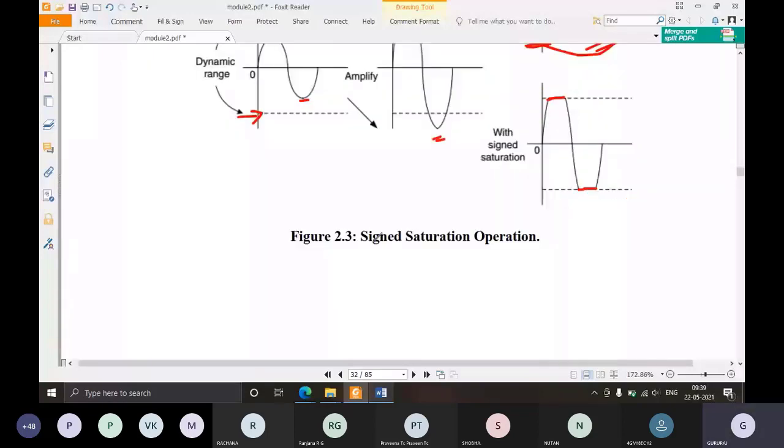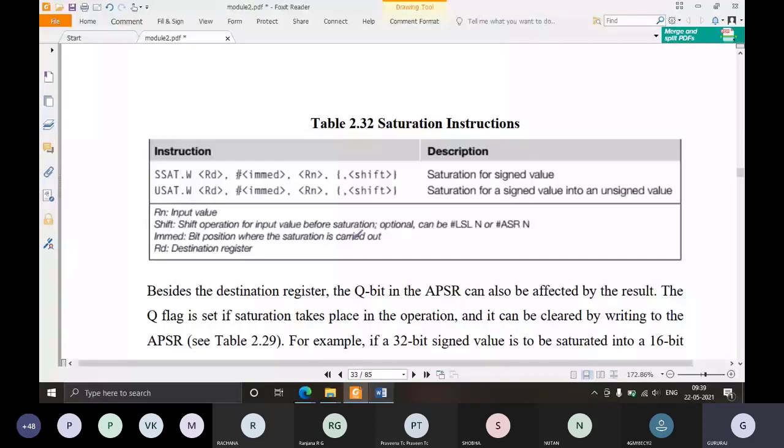Fine. So the syntax is SSAT.W Rd. Rd is the destination register. Hash immediate is the number of bits you want to saturate the value to. So where is the value? The original value is in Rn. You are trying to saturate this original value to a value specified by this immediate value.